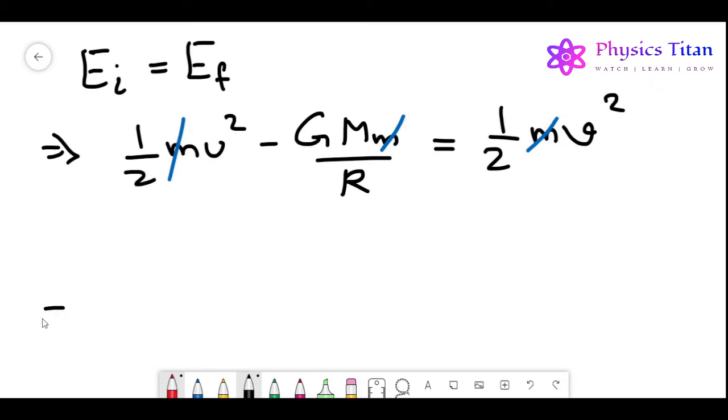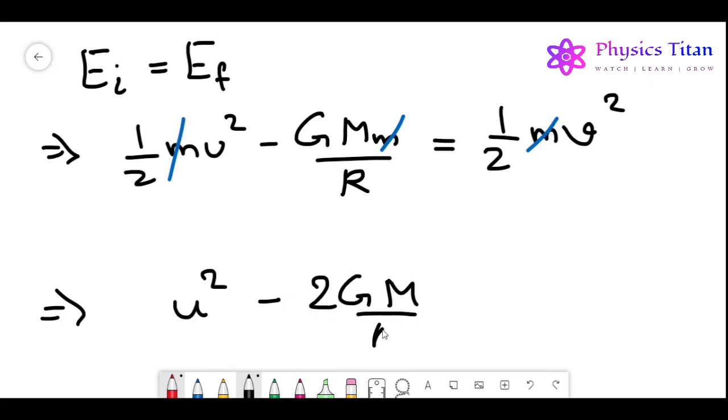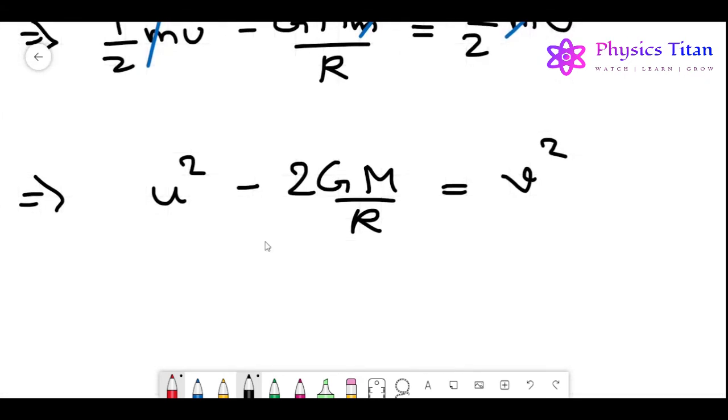So what we will get? We will get u square minus 2g m upon r is equal to v square. Now here comes the condition that v is the final velocity of the object and v can never be less than 0. That is, the only possible values for this right hand side, which is v square, is greater than equal to 0. That means the left hand side should also be greater than equal to 0.